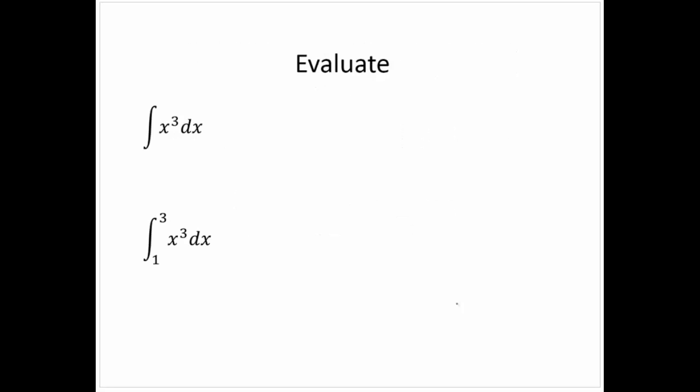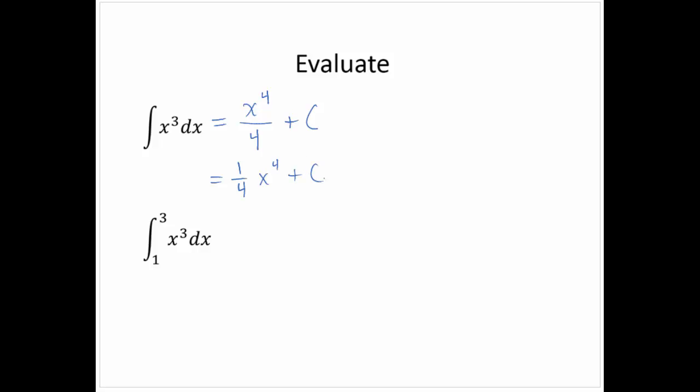So let's see some examples. Here we have 2 expressions, and we're asked to evaluate. The first, we have the integral of x cubed dx. All right, so this is a very basic one. We have x to the n, so the antiderivative is x to the n plus 1, so that's x to the 4th, over n plus 1, so over 4, plus a constant. I will frequently write this as 1/4 x to the 4th plus the constant.